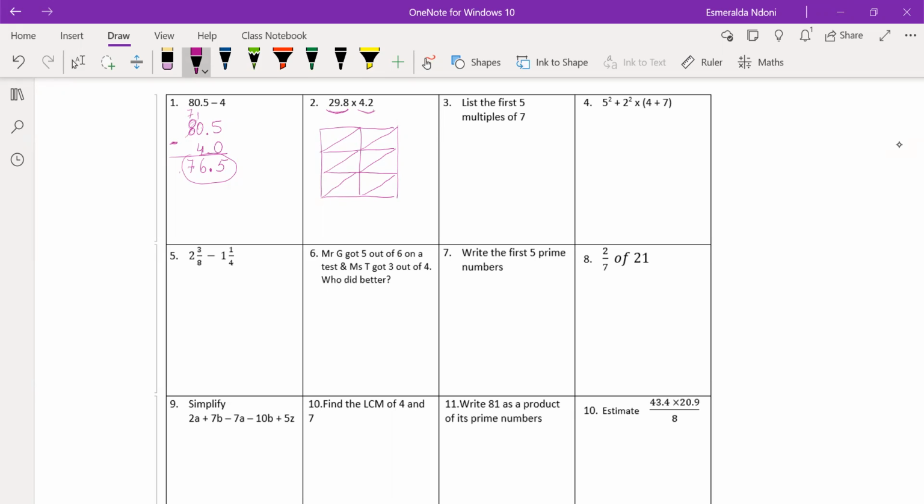Now we write the numbers 44.2 and 29.8. Now we multiply. 2 times 2, 4. 2 times 4, 8. 2 times 9, 18. 4 times 9, 36. 2 times 8, 16. And 4 times 8, 32.